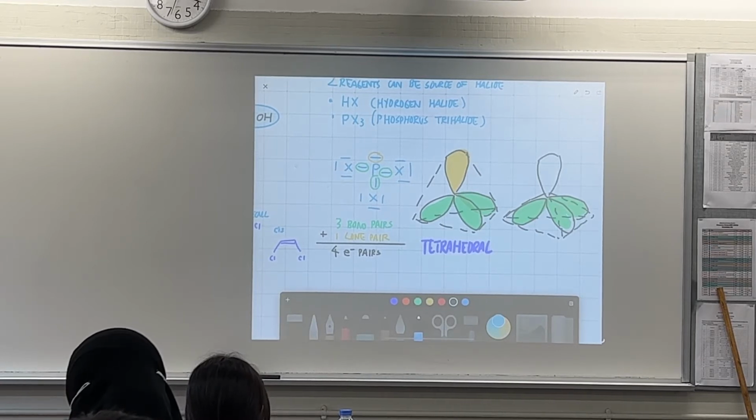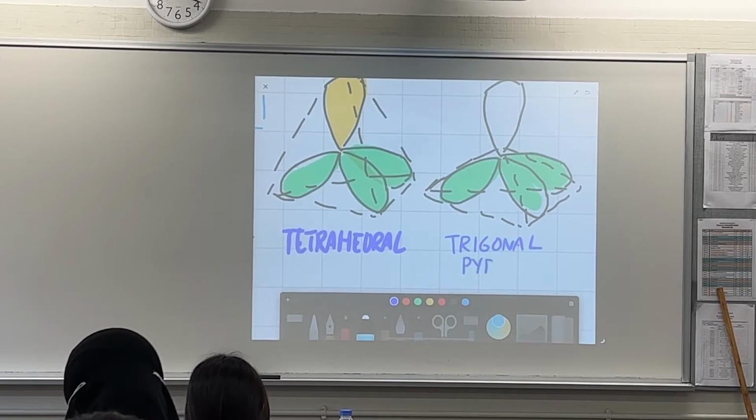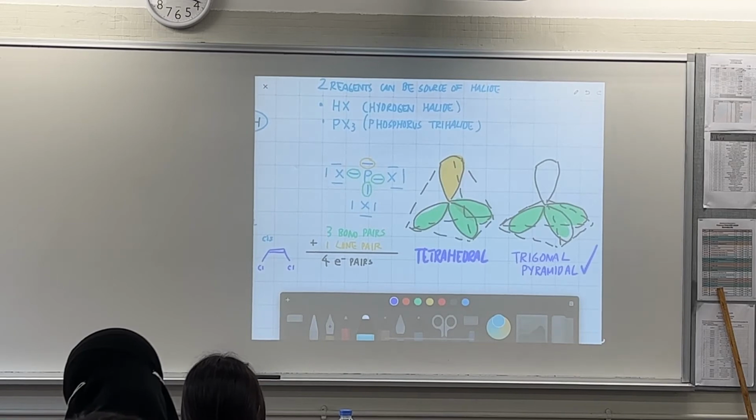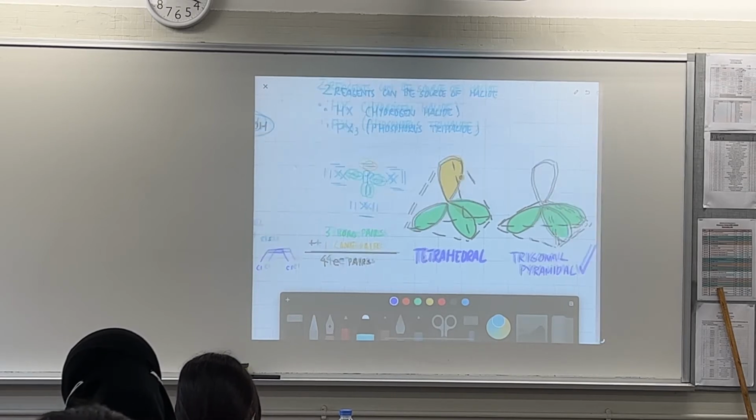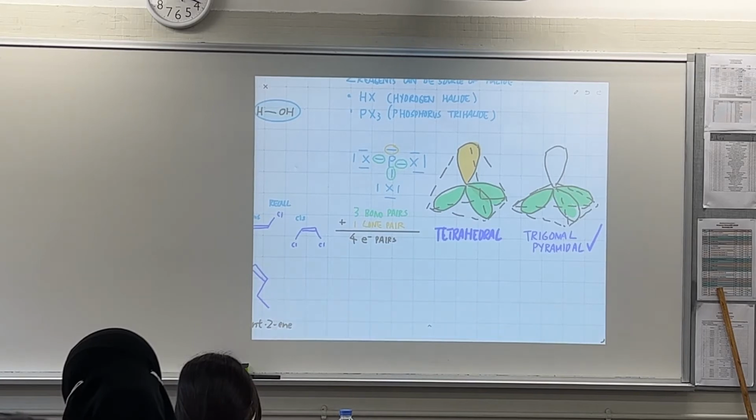Yeah, trigonal pyramidal. So this is why the actual shape of this molecule is trigonal pyramidal. Okay, so this is the shape of the molecule. We can only see bond pairs. We cannot see lone pairs in a molecule. Yeah, it's similar to asking you what is the shape of CH4 and NH3.